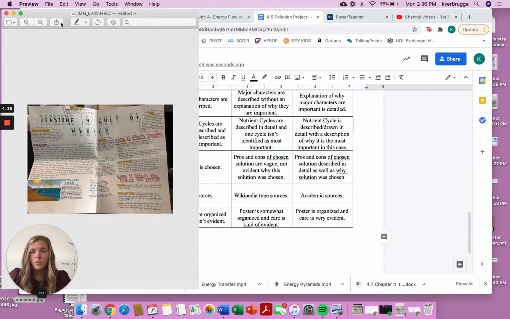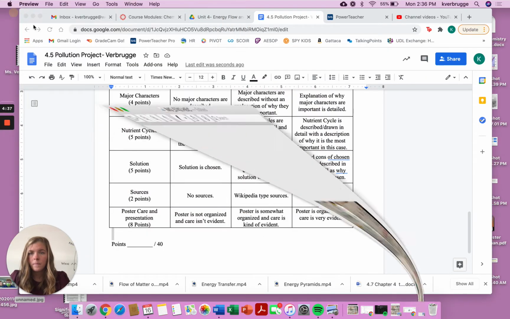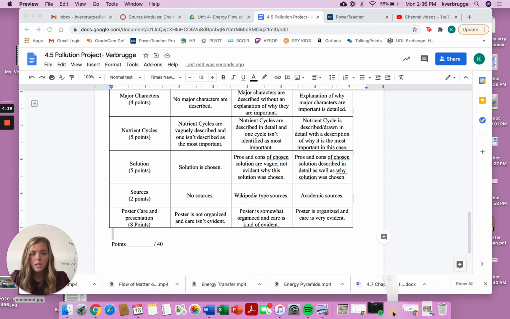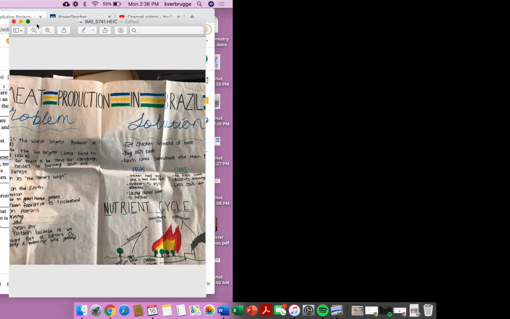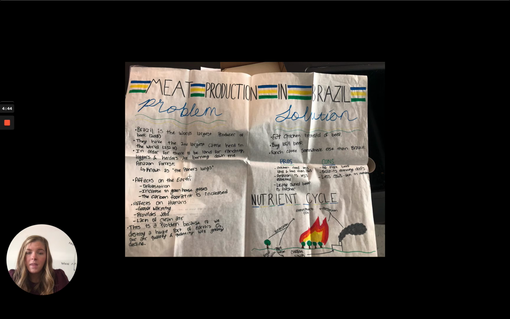Let me show you a different example. Here's one on the meat production in Brazil. This didn't receive as many points, but it was still very good. They have their problem listed, the effects on Earth, effects on humans, why it's a problem. They have the nutrient cycle, but they need to explain that in more detail, and the solution, the pros and cons. So they are missing their major players as well as their explanation on the nutrient cycle. So make sure you're including all of that in your poster.